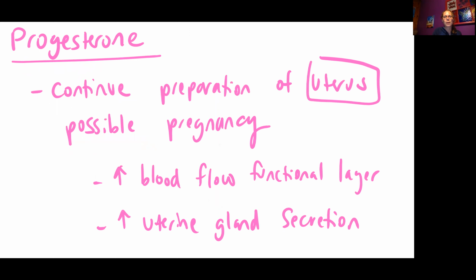Now, its main job is to continue preparing the uterus for possible implantation. So we're going to increase blood flow to what's described as the functional layer of the uterus. We'll define that more in a later video. And also increase uterine gland secretion. So it's really helping to create a hospitable environment in the uterus so that if that secondary oocyte does get fertilized and does develop into an embryo and it moves into the uterus, it is ready to implant in this nice cozy environment. So progesterone is the hormone that's really responsible for preparing the uterus and then maintaining that pregnancy.